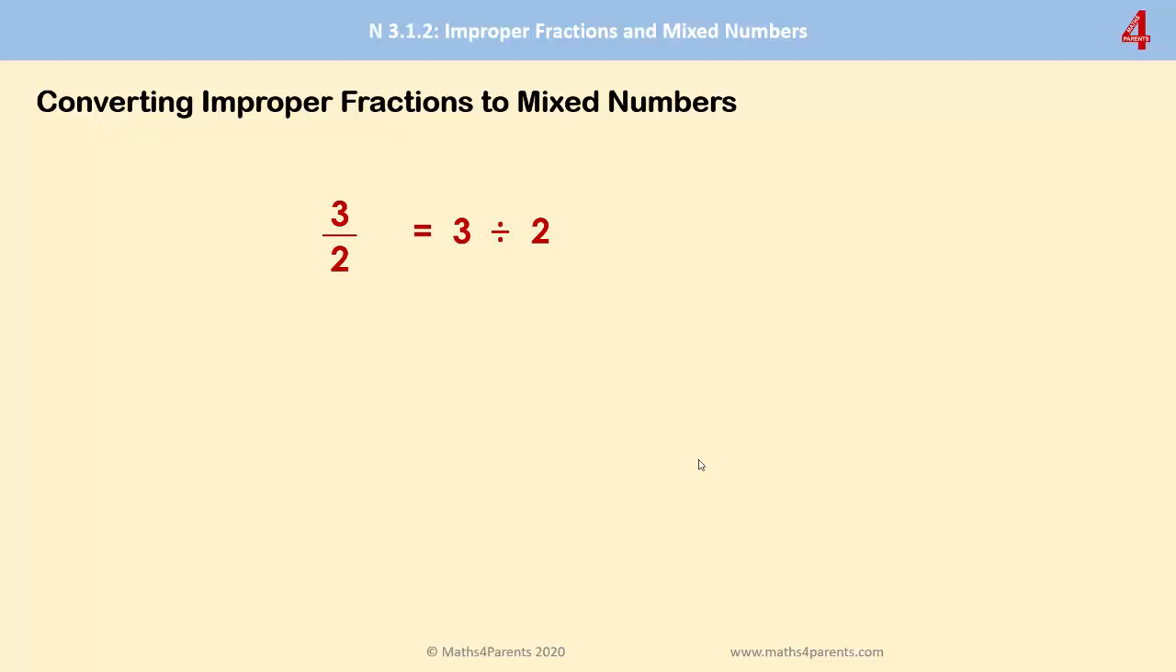Converting an improper fraction to a mixed number. Starting with a simple one, we have 3 halves. Remember that any fraction means numerator divided by denominator. So 3 halves is another way of saying 3 divided by 2.